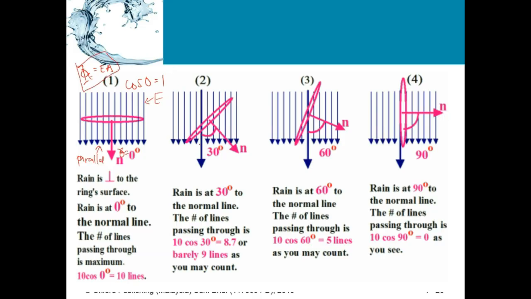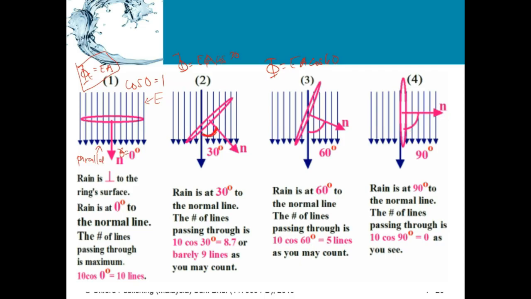Now, how about this one? We already have an angle. The angle between our normal line and our electric field is 30 degrees. Therefore, what's the formula we're going to use? Phi is equal to E A cosine 30, or cosine theta. This one, the same thing. Phi is equal to E A cosine theta, or cosine 60.